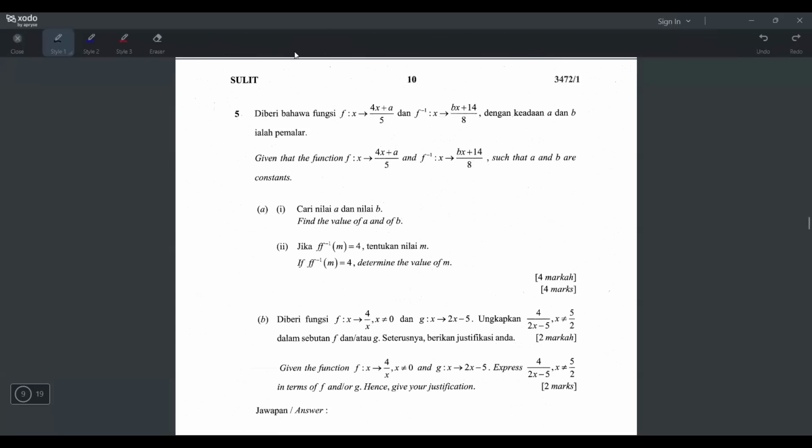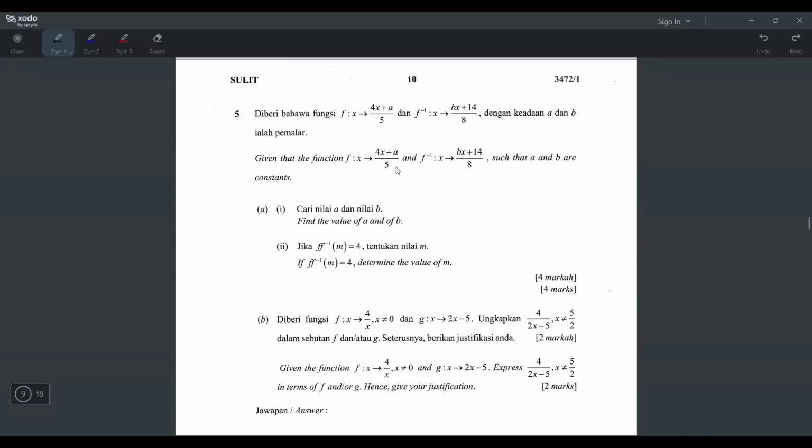Okay, let's continue. Number 5. Okay, this is a function question, and it's an inverse function question because I saw f inverse already. Okay, let's read. Given that the function f(x) equals (4x plus a) over 5, and then f inverse x is (bx plus 14) over 8, such that a and b are constants. Part 1 says find the value of a and b.